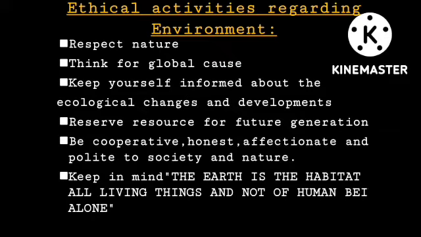Then we have to be cooperative, honest, affectionate and polite towards society and nature. Another thing is we have to keep in mind that the earth is the habitat of all living things and not of human beings alone, right? The earth serves as a home for a variety of organisms. It is not a home of ourselves only, right? It is a home for every kind of organism. That's why we have to respect every organism present on our planet.